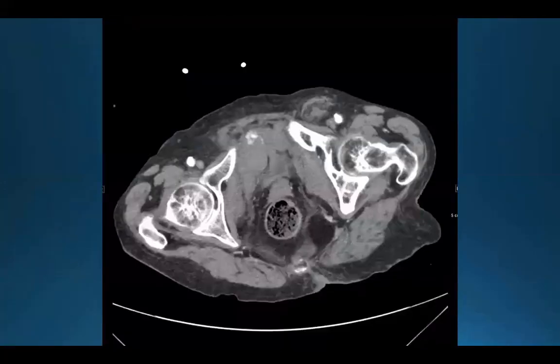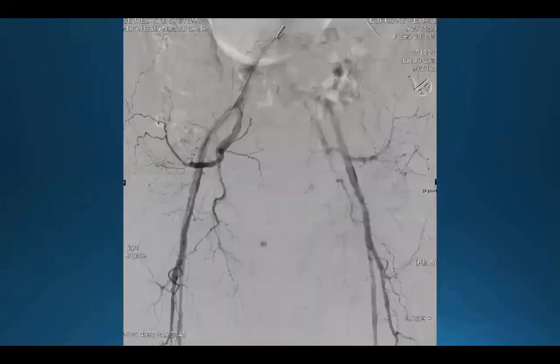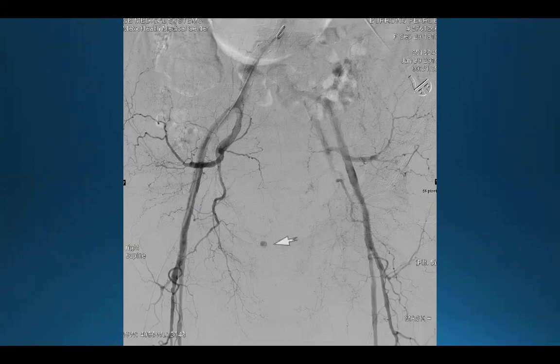An example: blunt trauma to the pelvis, complex fracture, we see active extravasation. This is a CTA. There's a pigtail catheter here above the iliac bifurcation. This is a pelvic angiogram. And what we see is a small pseudoaneurysm that corresponds to the active bleed we saw in the CTA.